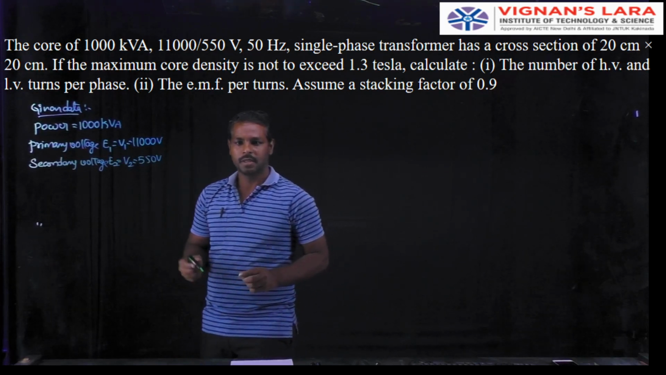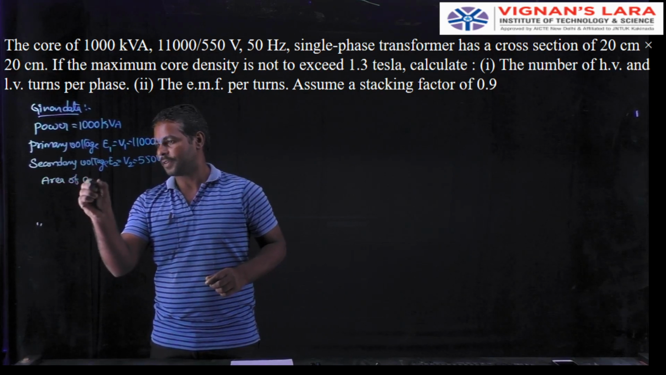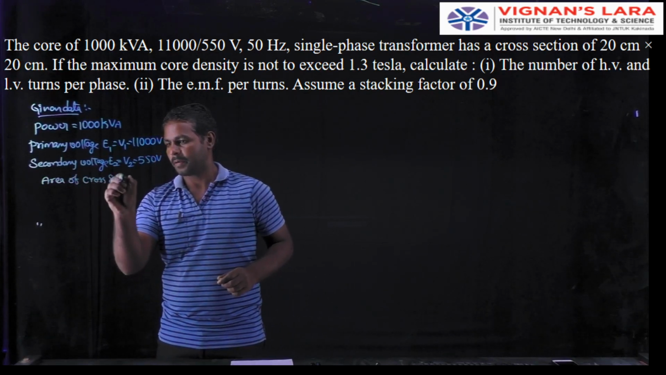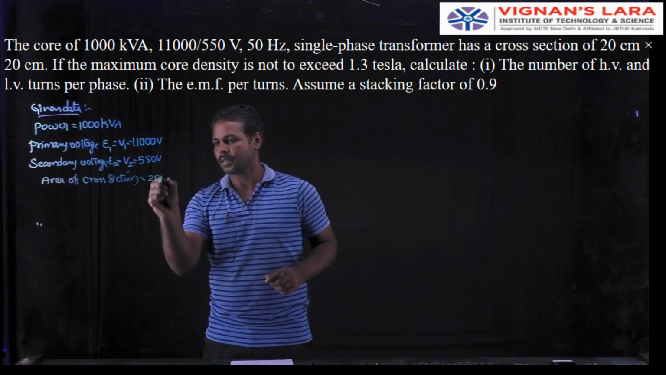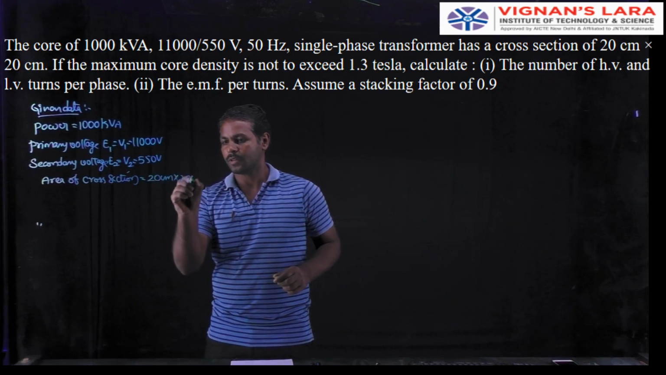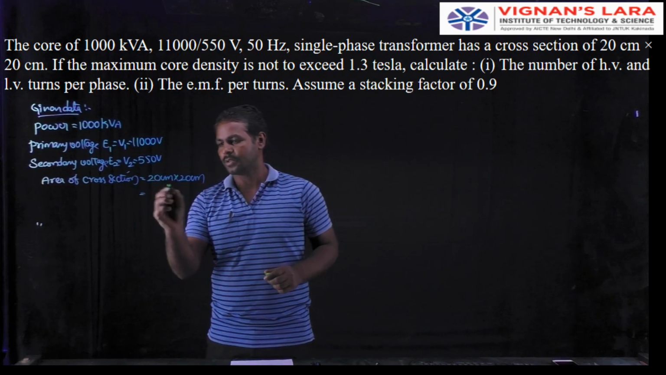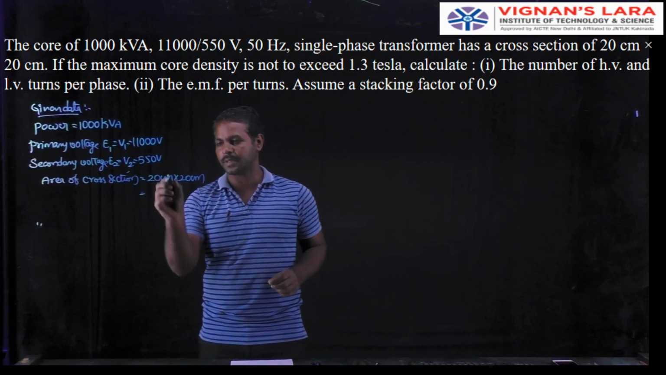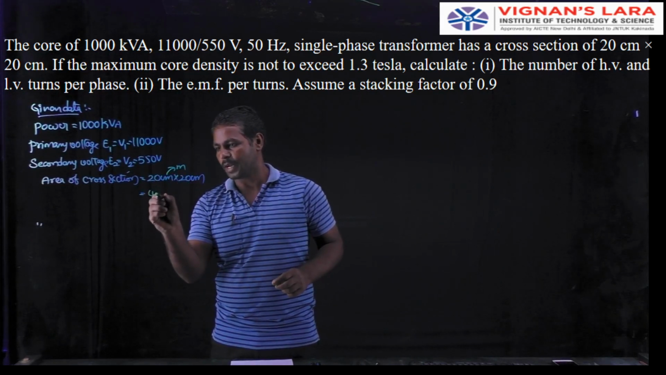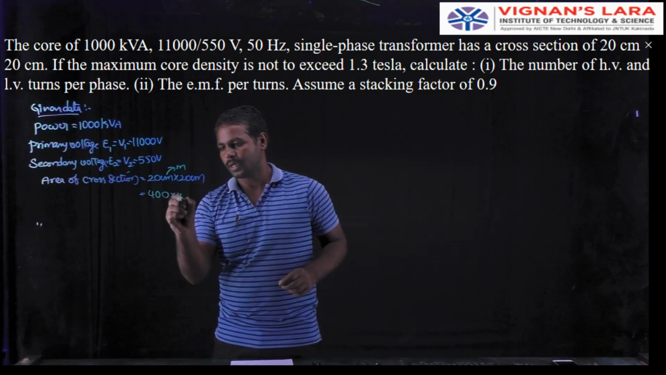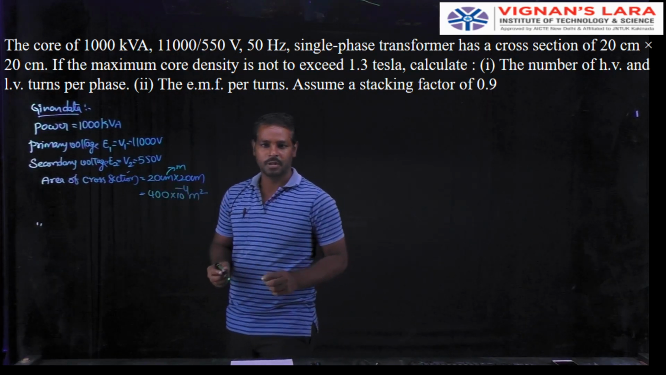The area of cross section is equal to 20 centimeters into 20 centimeters. In this we are always calculating in SI units, so that's why centimeters are to be converted into meters. So 20 into 20 is equal to 400 into 10 power minus 4 meter square.